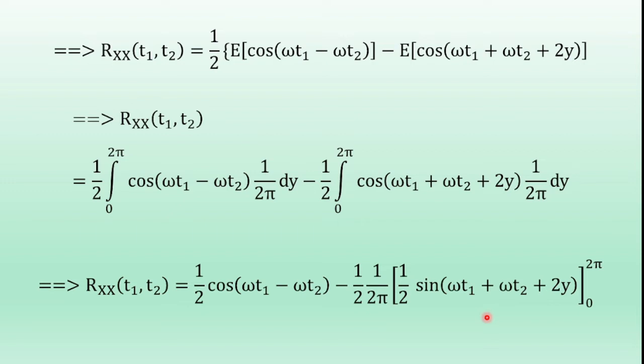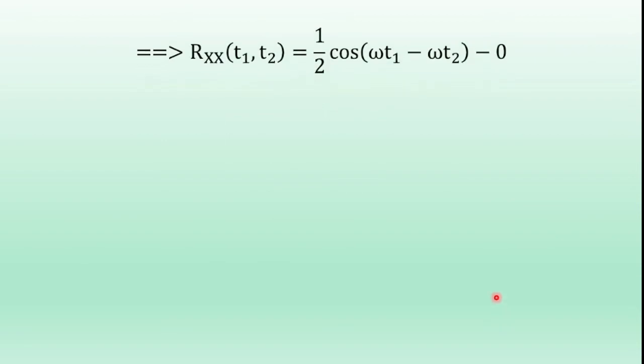Sine of 4 pi plus omega t1 plus omega t2 is sine of omega t1 plus omega t2. Substitute the upper value of y, and the second term is minus sine of omega t1 plus omega t2, and the plus term and minus term are cancelled. So within the bracket the term is 0. 1 by 4 pi into 0 is 0. Therefore the second term is 0.